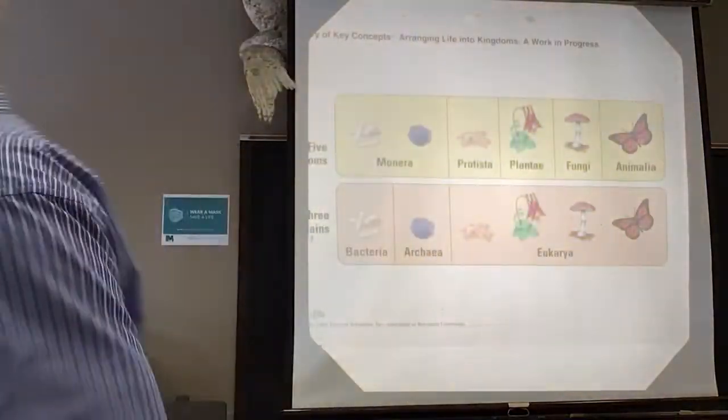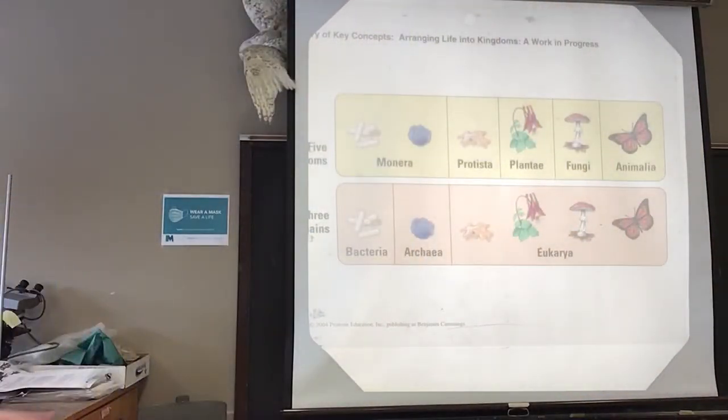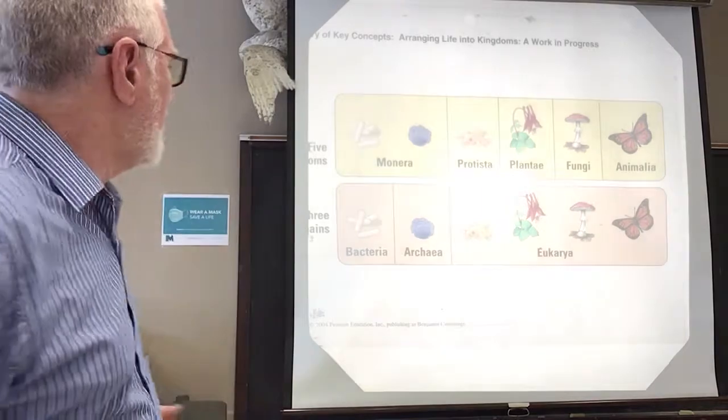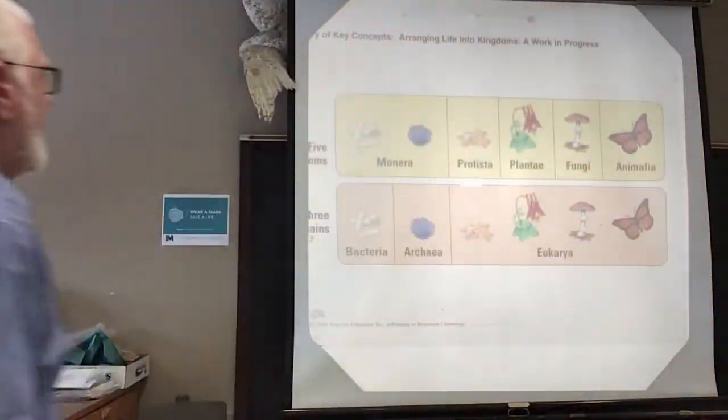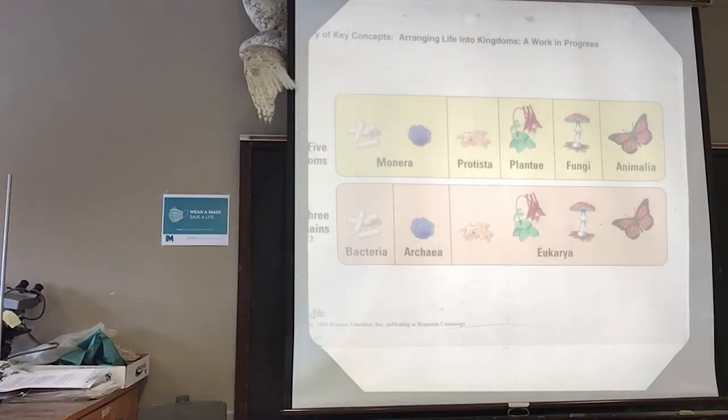So you'll notice this is a fairly old overhead. You'll notice even this is confusing. It's got a combined group there divided into two domains, and then a bunch of groups there under one domain.